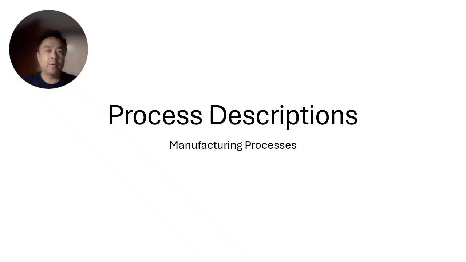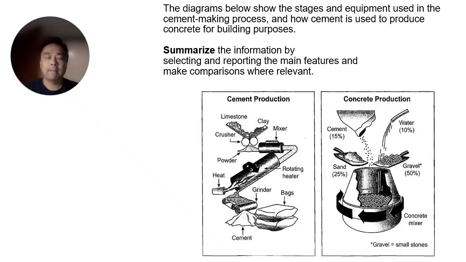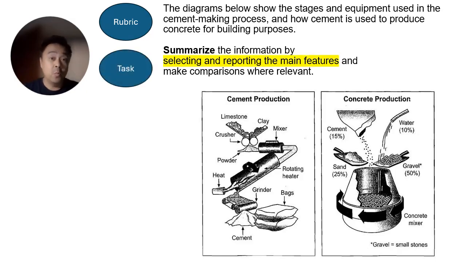There are various kinds of processes to talk about, so in this one I'll focus on one, the manufacturing process. Here we see a typical IELTS question that comprises a rubric. This is the exam's way of introducing the graph or the image to you. And it also provides you the task, which tells you what you must do in 20 minutes. You need to summarize this information by selecting and reporting the main features and making comparisons where relevant.